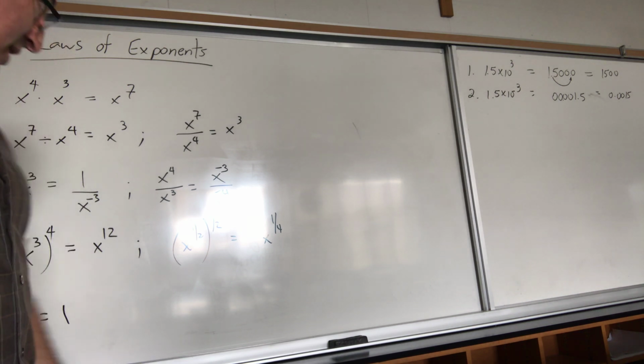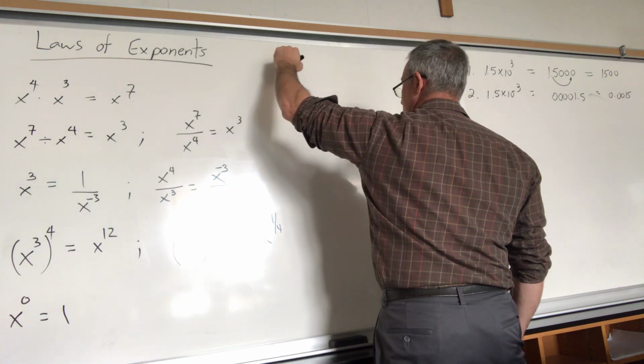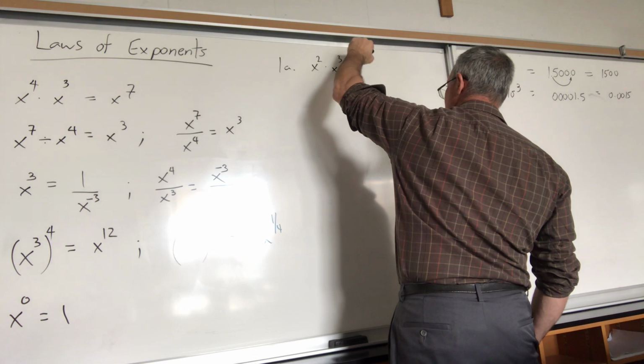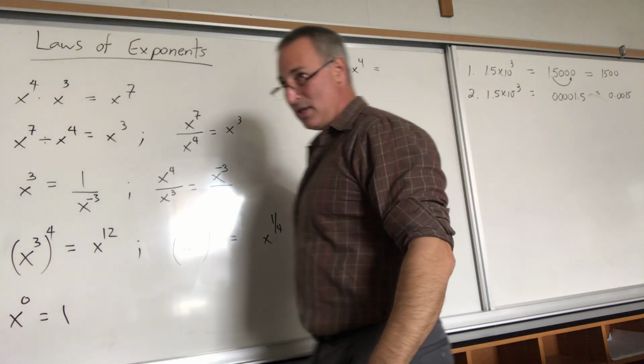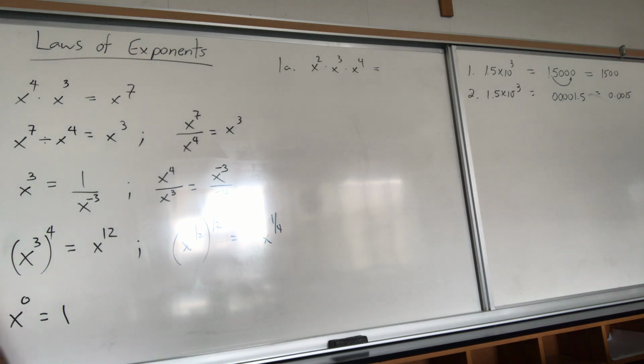And we could do a couple examples of each one of those rules. So let's do some practice. Let's say I have x to the power of 2 times x to the power of 3 times x to the power of 4. What's that going to be equal to? Following rule number 1. What are you going to get? Add up the powers, guys. 9. x to the power of 9.